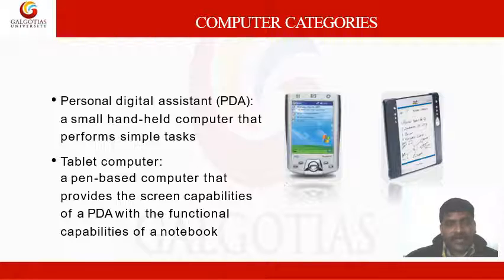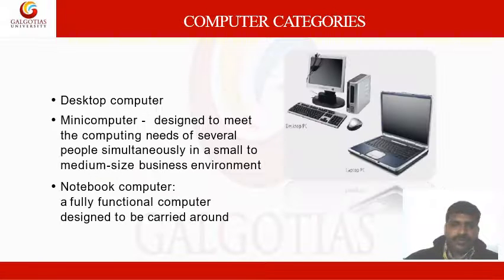The next one is the tablet computer. A tablet computer is a pen-based computer that provides the screen capability of a PDA with the functional capabilities of a notebook. Another one is the desktop computer. Nowadays, what we have in our home is a desktop computer. Using this, we can run application programs, system programs, anything.